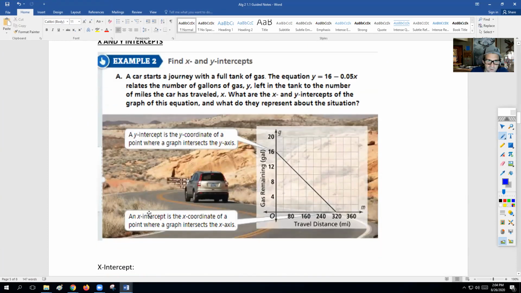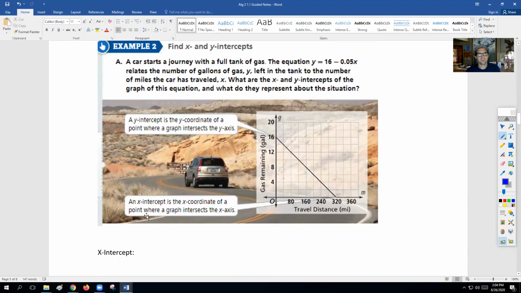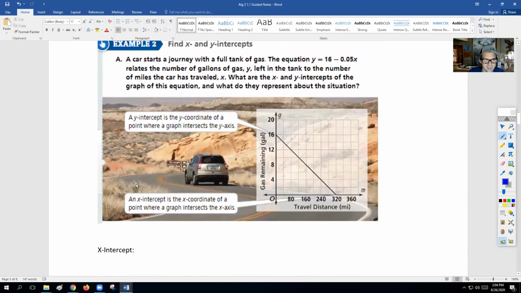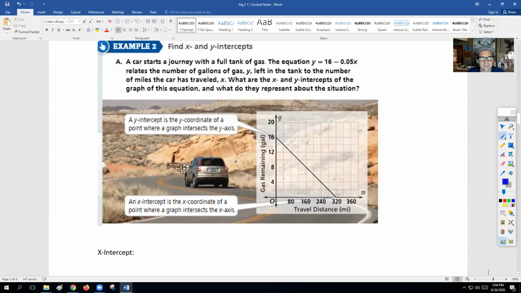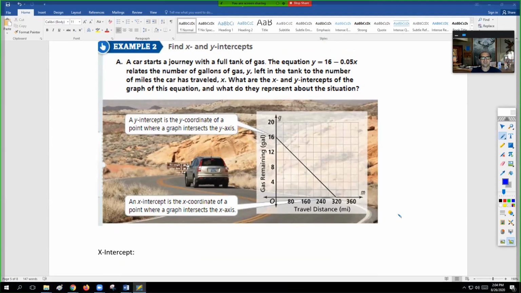So we've got another warm-up activity here. A car starts on a journey. Can't really have them both, so I'll just list them here. A car starts on a journey with a full tank of gas. The equation y equals 16 minus 0.05x relates the number of gallons of gas, y, left in the tank to the number of miles traveled, x. What are the x and y intercepts of the graph and what do they represent?